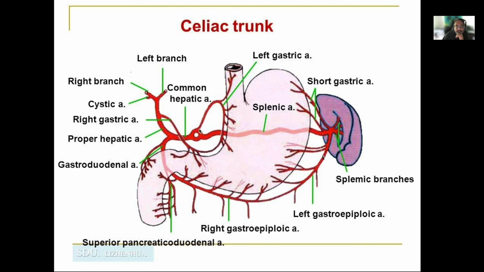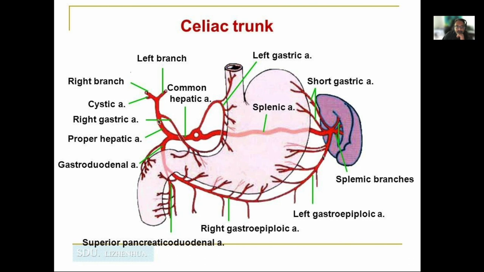Now, furthermore, the common hepatic artery gives off the gastroduodenal artery, as we just did. And as soon as it gives off the gastroduodenal artery, it becomes the hepatic artery proper.